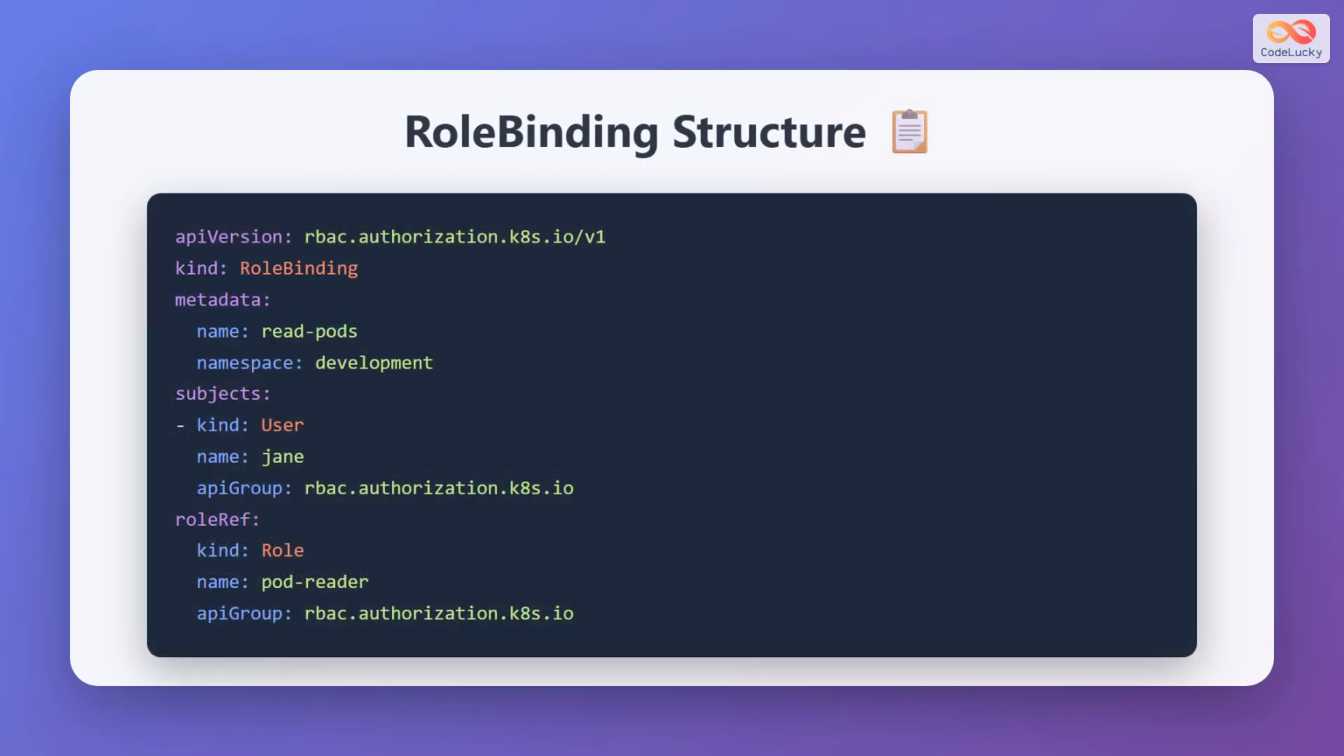Let's examine the structure of a RoleBinding manifest. It starts with the API version rbac.authorization.k8s.io/v1, and the kind is RoleBinding. The metadata section includes the name of the binding and the namespace where it applies. The subject section defines who gets the permissions. In this example, it's a user named Jane. The roleRef section references the role that defines what permissions to grant. Here, it references a role named pod-reader. This binding grants Jane the ability to read pods in the development namespace.